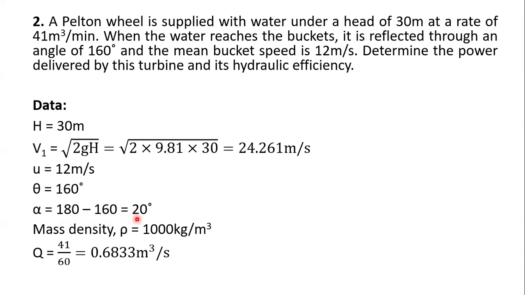Density of the fluid, 1,000 kg per cubic meter. The discharge is 41 cubic meters per minute. Now every minute has 60 seconds, so you convert that to cubic meters per second by dividing by 60. So this is what we have, 0.6833.